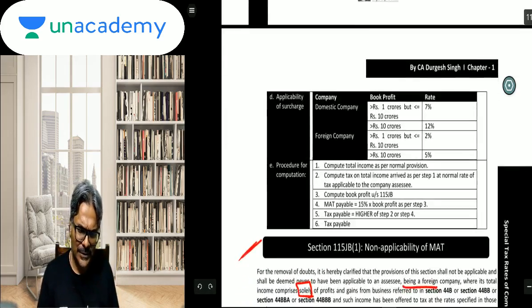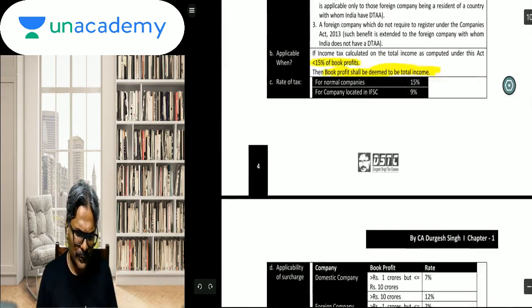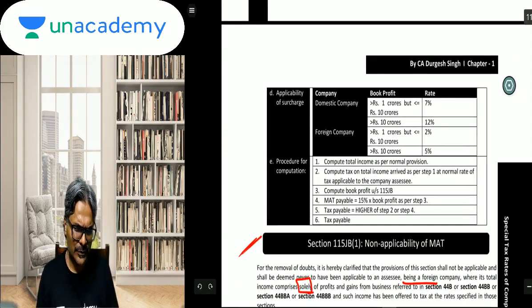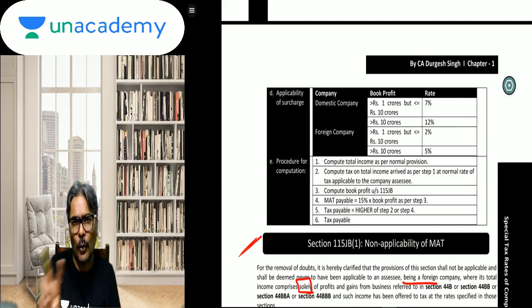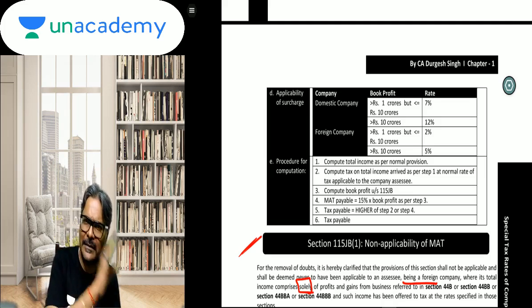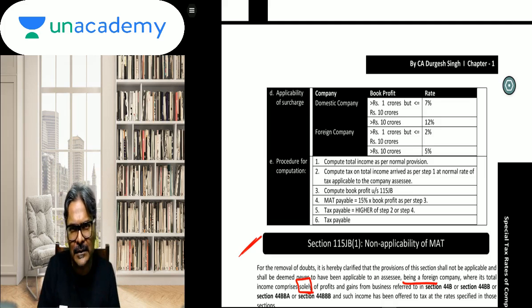A surcharge, I can just quickly run through on the surcharge part before we go to those specific cases. So students, the way we have discussed the surcharge just now, same would also be the criteria for the surcharge for the MAT. The only difference here is that there the threshold was total income, here the threshold is the book profit. That's the only difference.